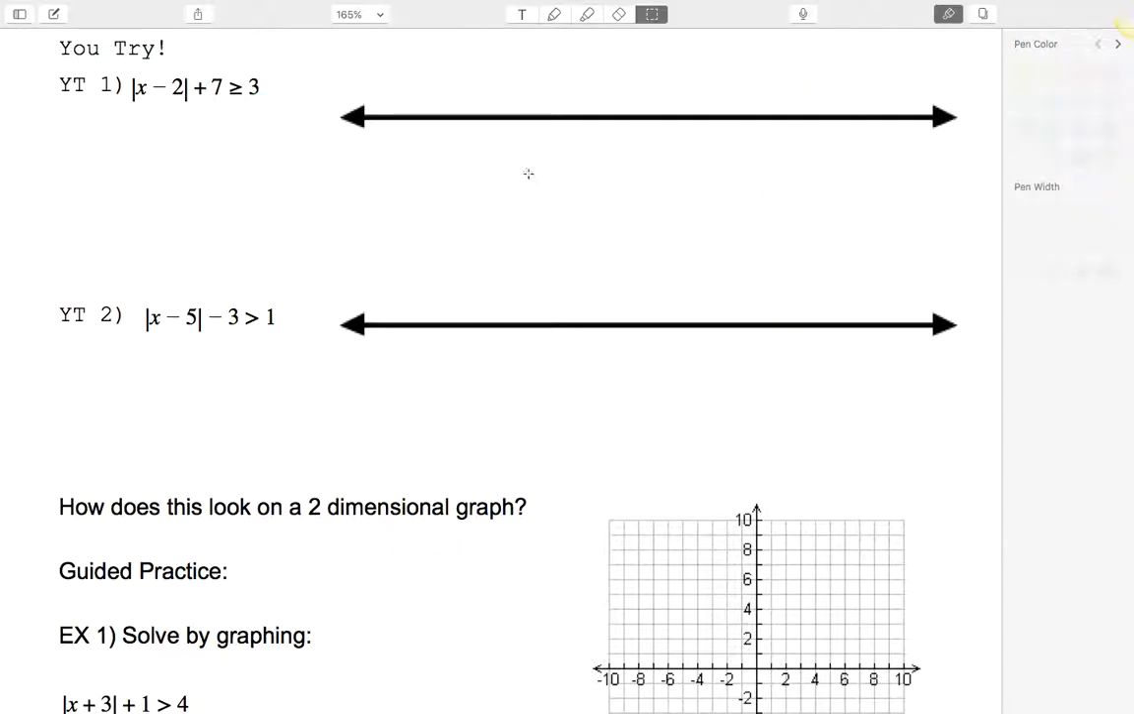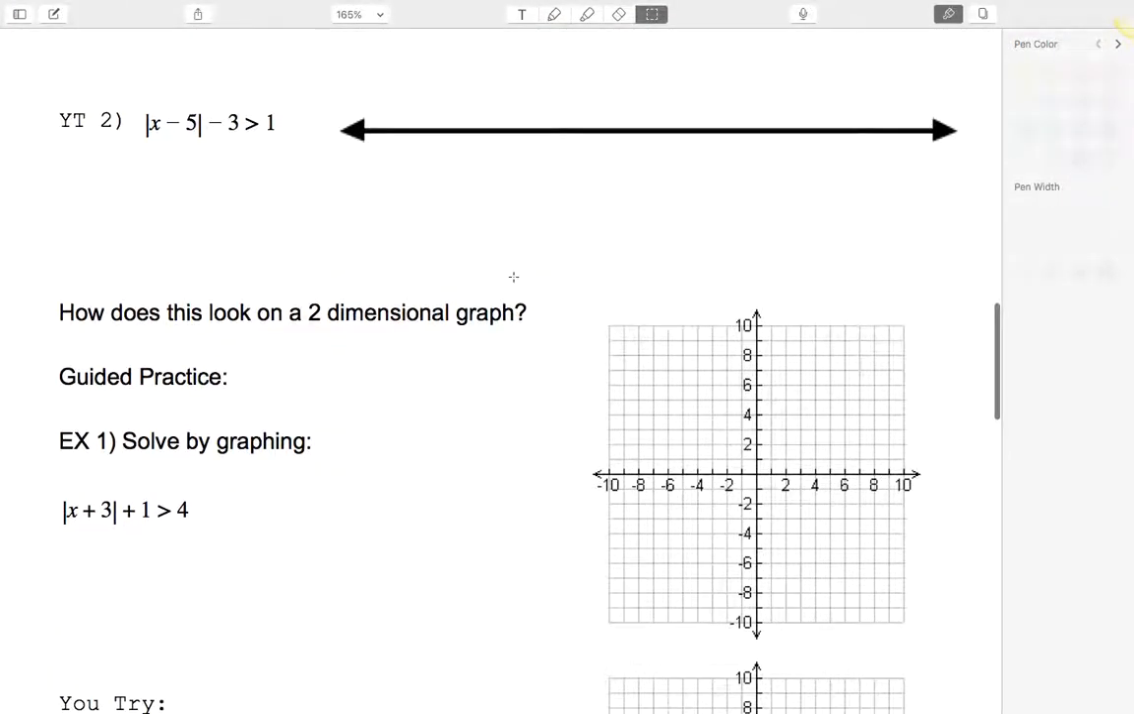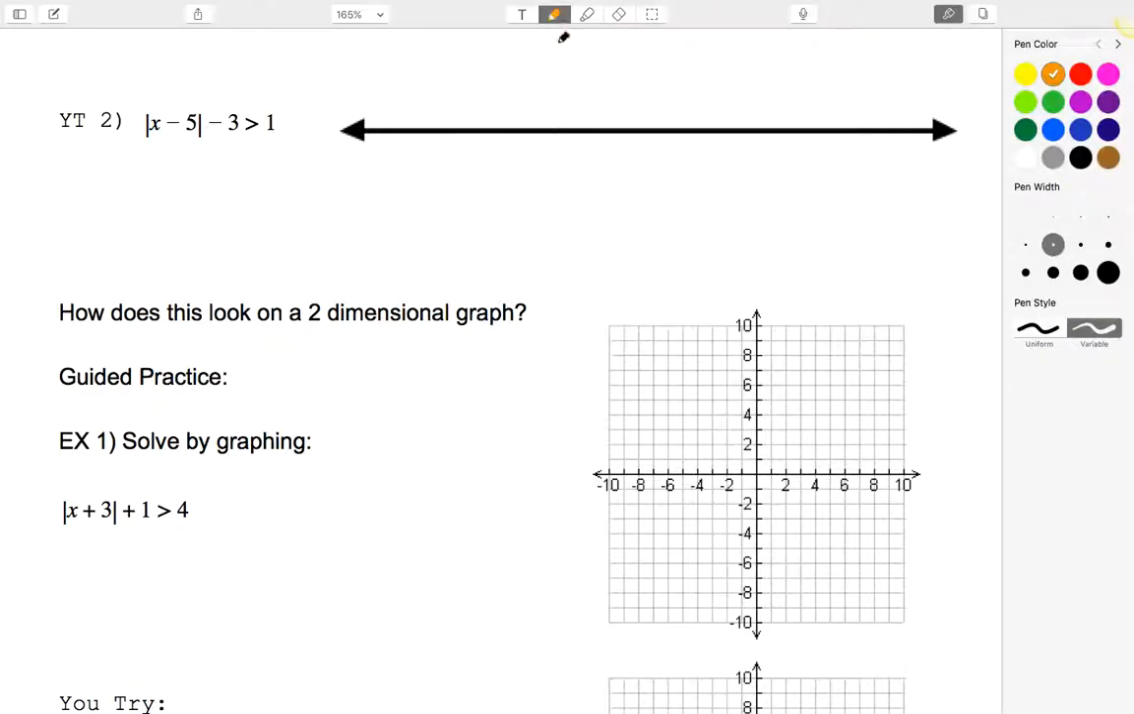All right, so my next one, I'll go ahead and solve this one. I need to get my absolute value bars all by themselves, so I'm going to go ahead and add 3 to both sides. These will cancel, and I'll get the absolute value of x minus 5 is greater than 4.